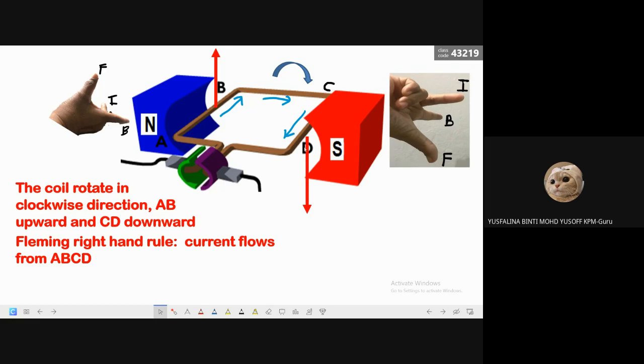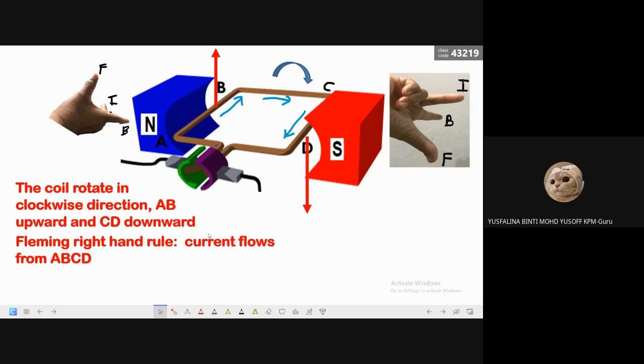Now this one moves upward. Sorry, downward. So what happens if we rotate like this? This one goes upward, then goes this way, and this one goes this way. If we rotate, AB goes to CD, and CD goes to AB. So the coil rotates in the clockwise direction. It moves like this, so it's clockwise. And you use the Fleming right hand rule.